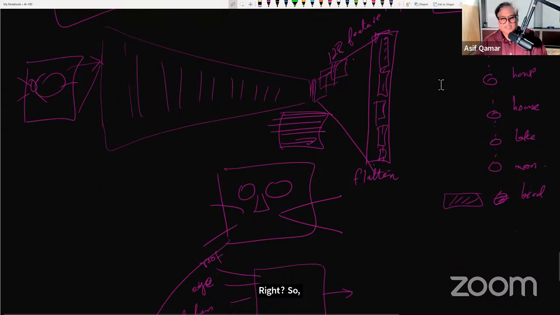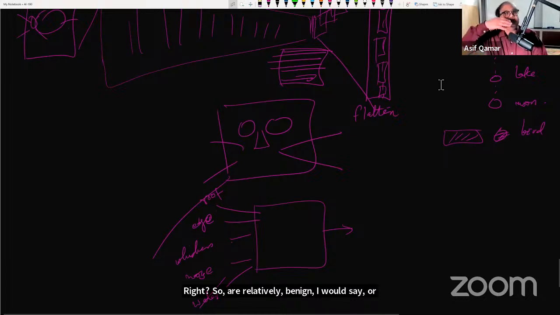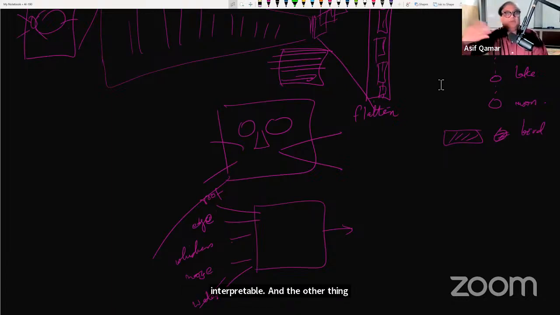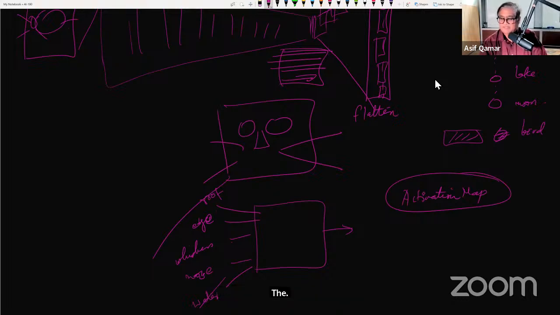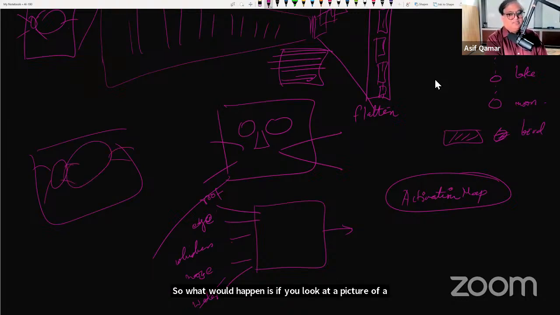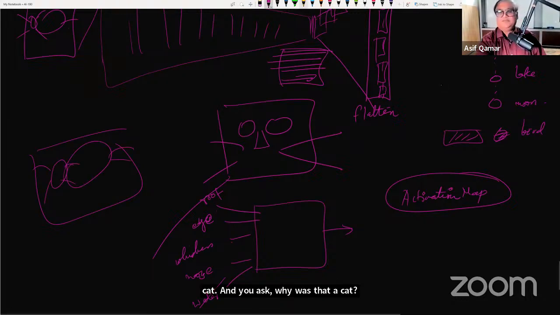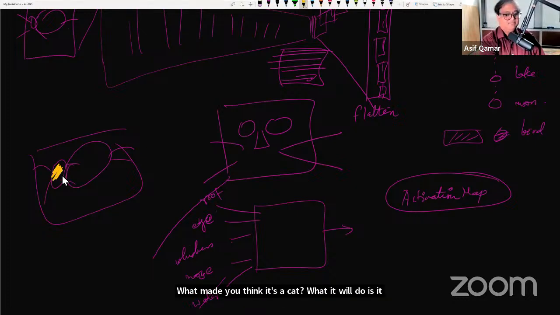And the other thing is, as we will learn, it is much easier to impose an interpretability machine on top of it. For example, you can create things called activation maps. That's a big topic called interpretability in complex machine learning algorithms. You can impose interpretability to see why it made a decision. So if you look at a picture of a cat and you ask, why was that a cat? What made you think it's a cat? What it will do is say, I paid more attention to this.